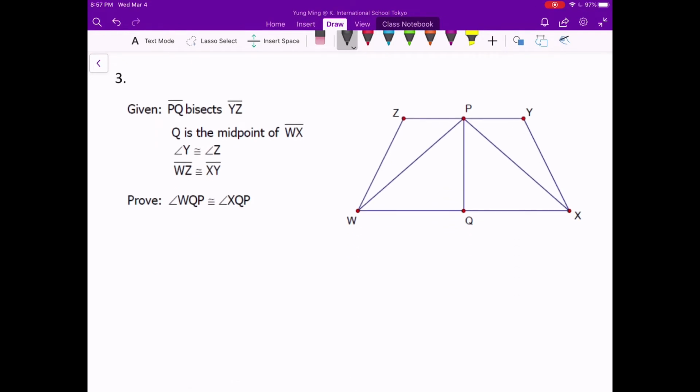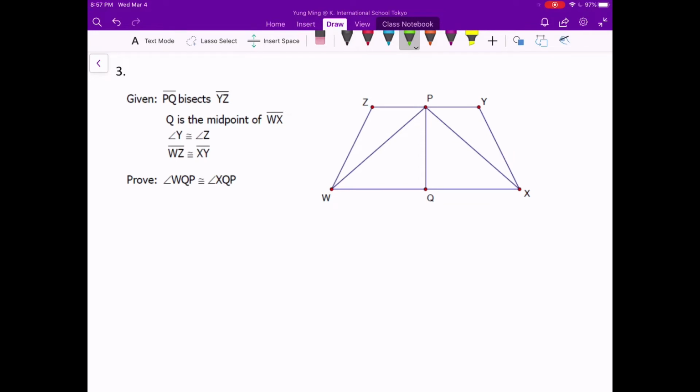Moving on to question number 3, we have a bunch of information over here. Let's walk through them together. First of all, we have PQ bisecting YZ. Okay, we can mark it up like that. That basically means your PQ cuts your YZ into 2 equal pieces. Second of all, you have Q being the midpoint of WX. That means you will cut the WX into 2 pieces as well.